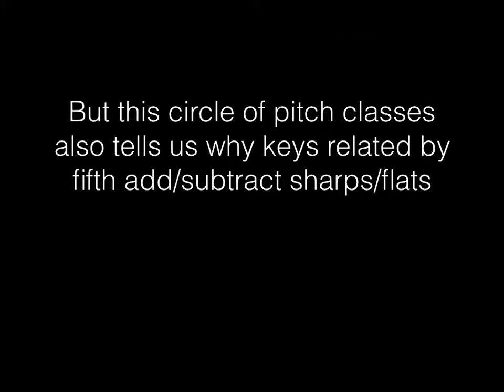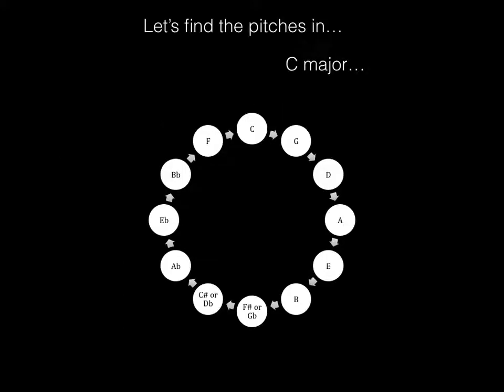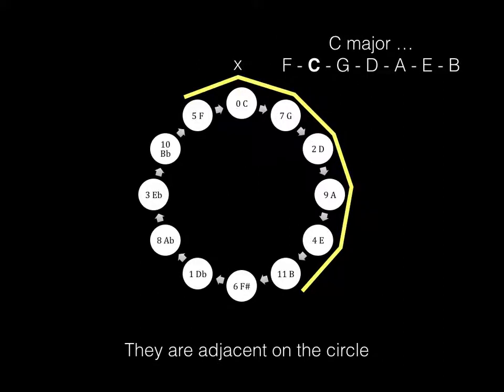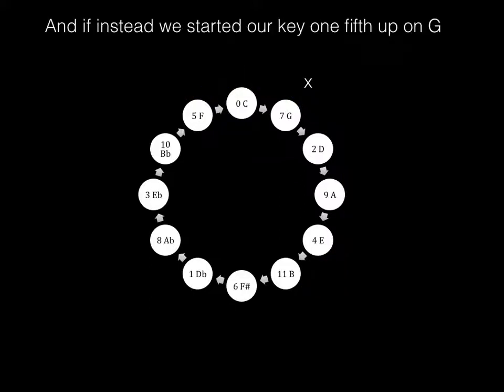But this circle of pitch classes also tells us why keys related by fifths add or subtract sharps or flats. And to see this, let's find the pitches in C major. If we lay them out in fifths, you see that they actually form a line of fifths. That is, you can trace them around this circle. If C is the tonic, you get 1/5 down and then 6/5 up. They're adjacent on the circle.